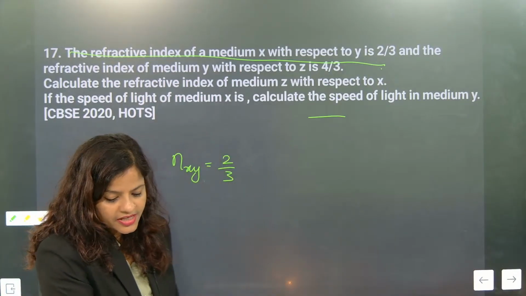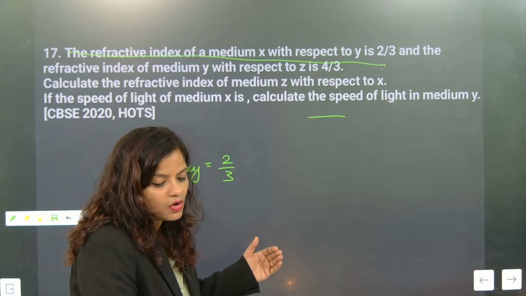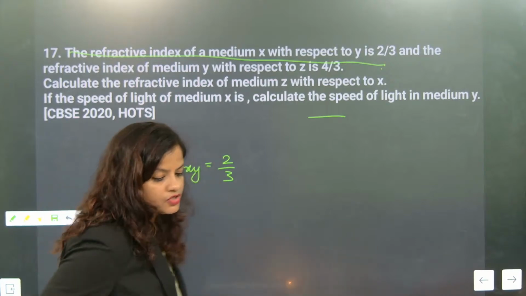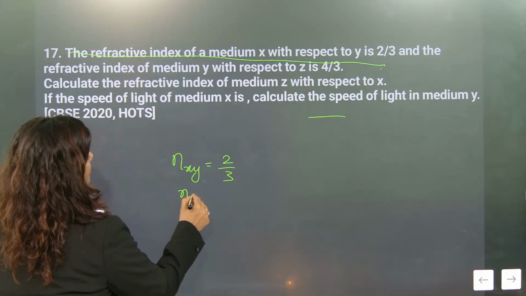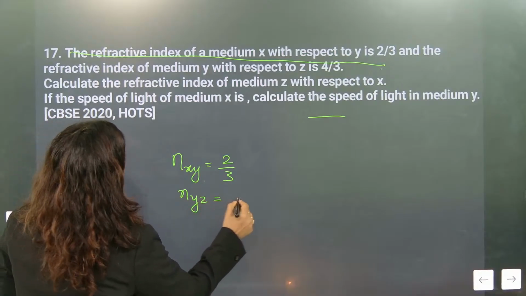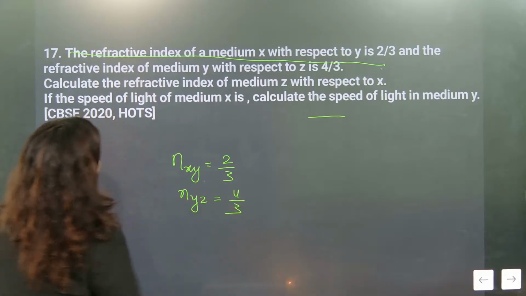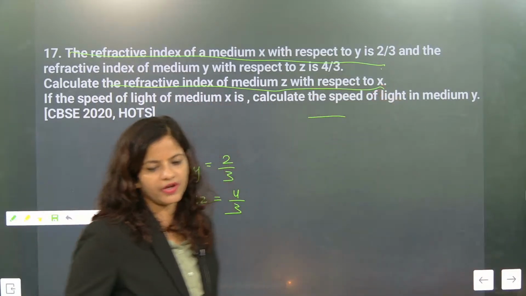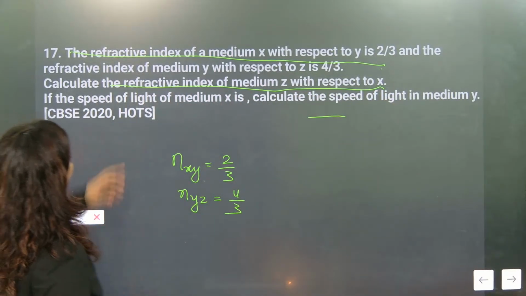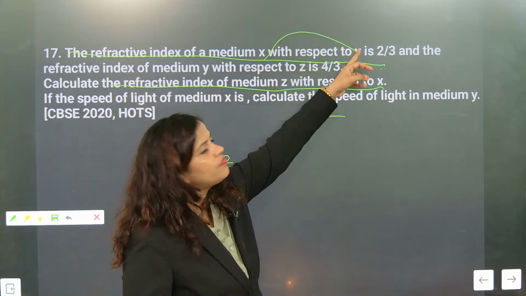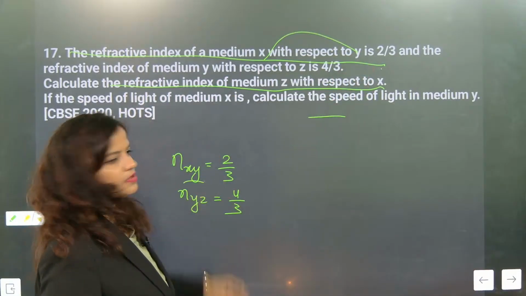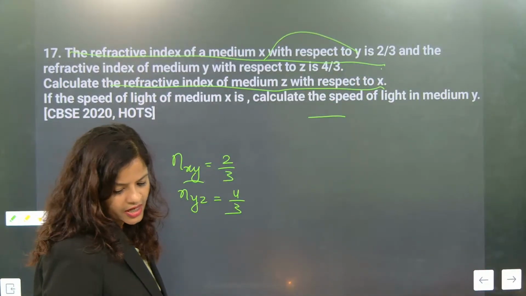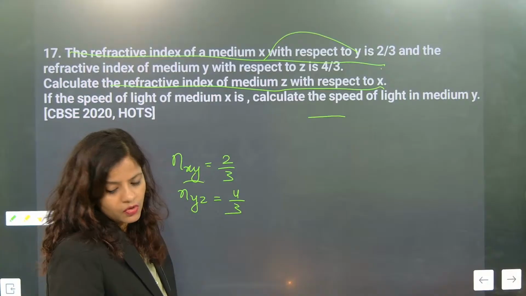Now look here. The second part: the refractive index of medium Y with respect to Z is 4 by 3. Calculate the refractive index of medium Z with respect to X. When you are writing X with respect to Y, we are writing XY. Correct? So how are we going to write Z with respect to X?